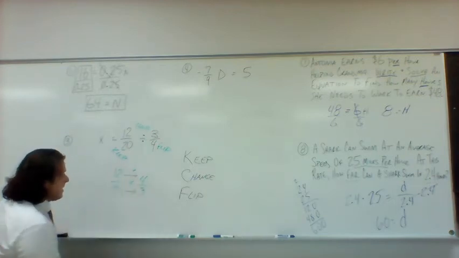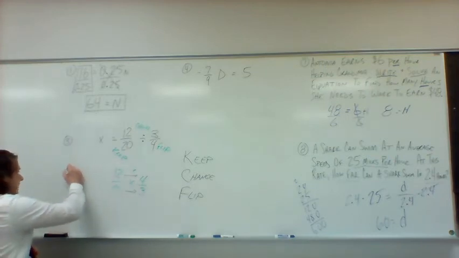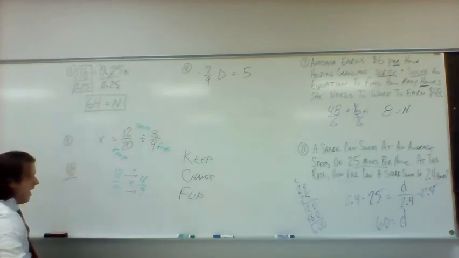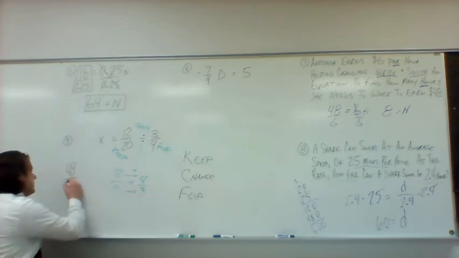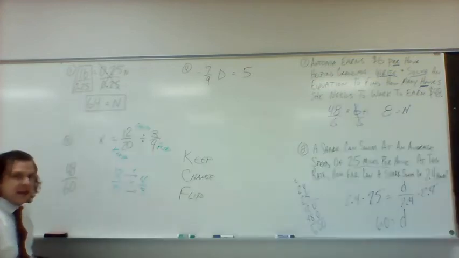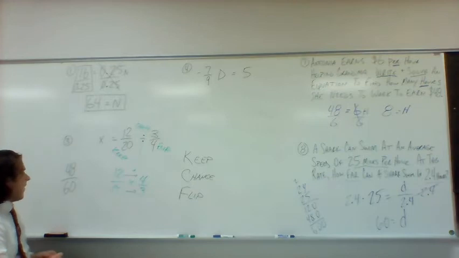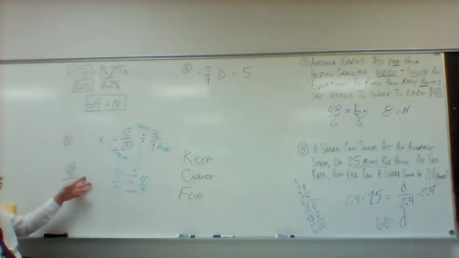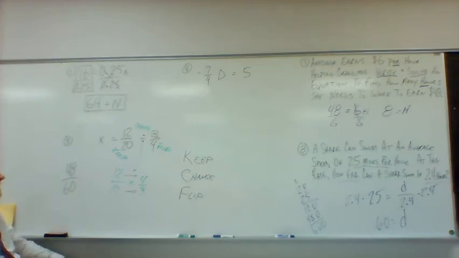So 12 times 4 is 48, right? And 20 times 3 is 60. So this fraction is correct. It's just not reduced. I need to figure out the greatest common factor, the biggest number that goes into both 48 and 60. And I think it's 12. Yeah.